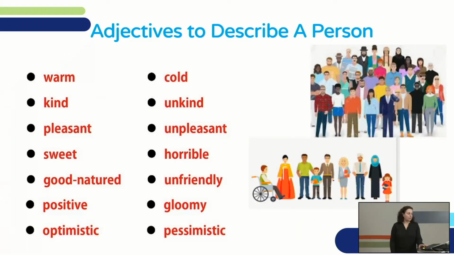Here are a few adjectives to describe a person. A person can be warm, very warm, loving, caring. A person can be kind. He can think about the other person, help him if a person needs. Pleasant. Pleasant means also very calm, very nice. A pleasant person to be friends with is a nice person. It's a synonym for nice. Sweet. Sweet person, sweet like candy.